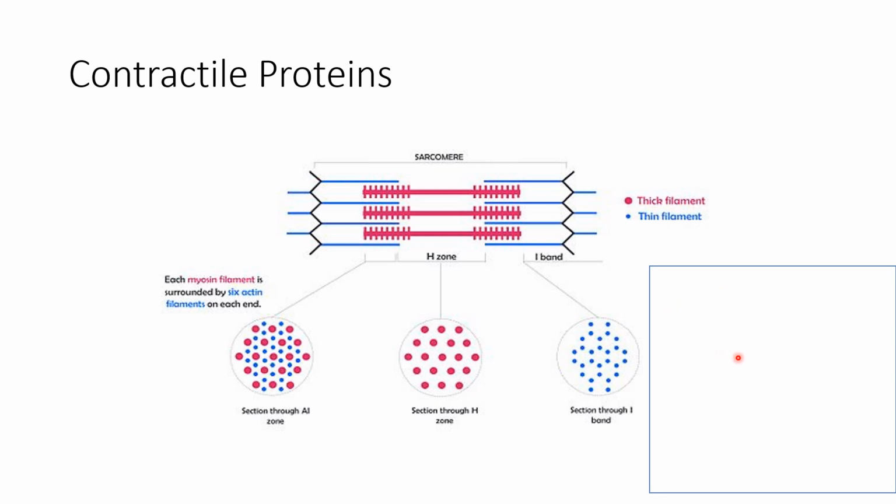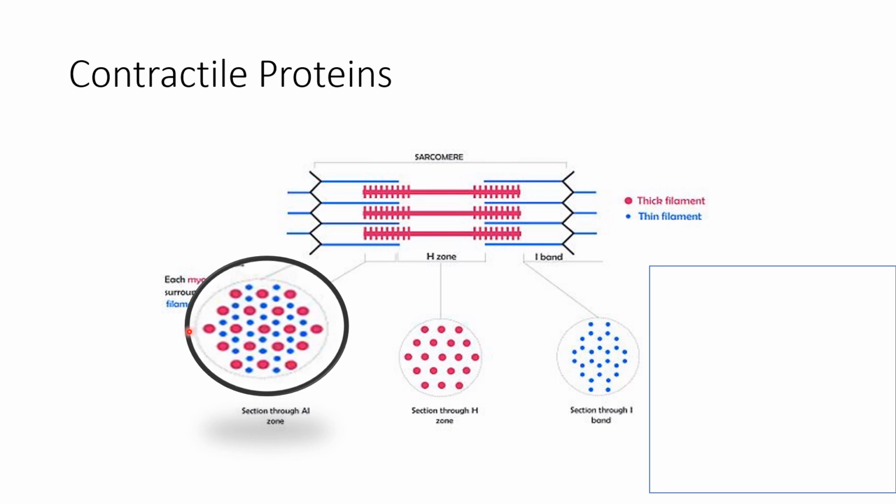So this is a diagram which represents the myosin filament, which is shown in red color, and surrounding this we have 6 actin filaments, and because of the steric arrangement of the myosin heads, it is able to interact with all these actin filaments to bring about the contraction.